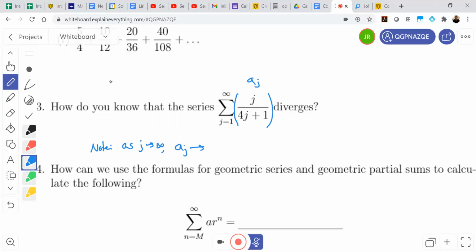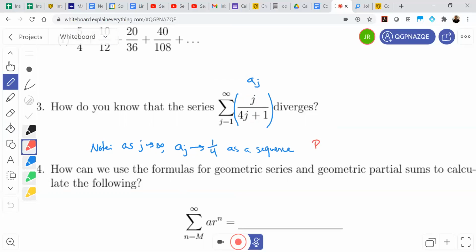they're getting closer and closer to 1/4. As we plug in bigger and bigger j values, this becomes sort of the dominating piece of the numerator and the denominator. That +1 matters less and less. And so a sub j as a sequence converges to 1/4. Because that sequence does not converge to 0, our overall series cannot converge.